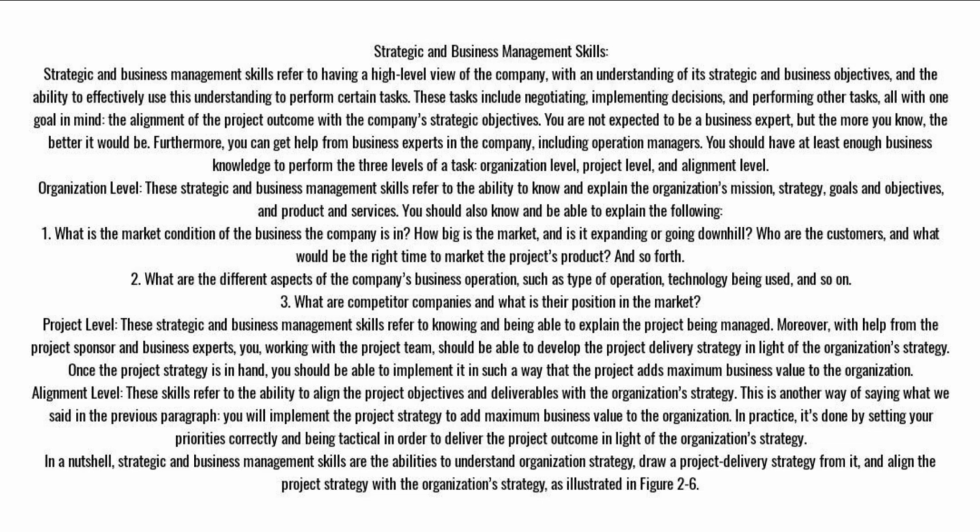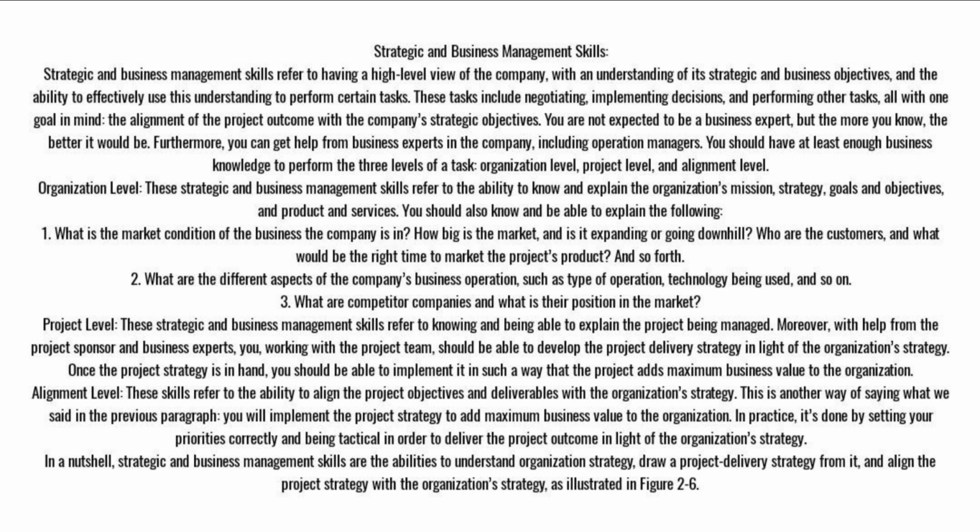Who are the customers, and what would be the right time to market the project's product? And so forth. 2. What are the different aspects of the company's business operation, such as type of operation, technology being used, and so on. 3. What are competitor companies and what is their position in the market?